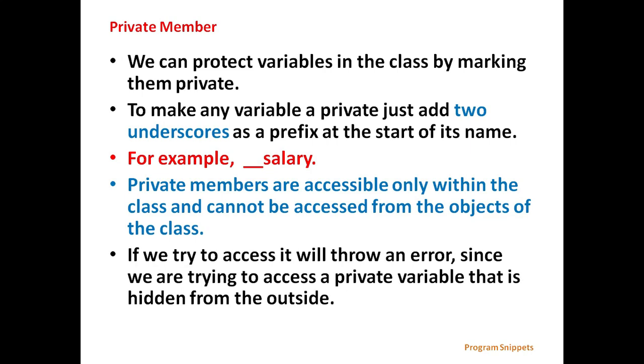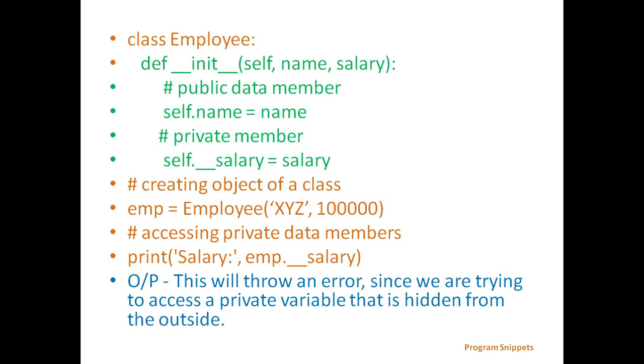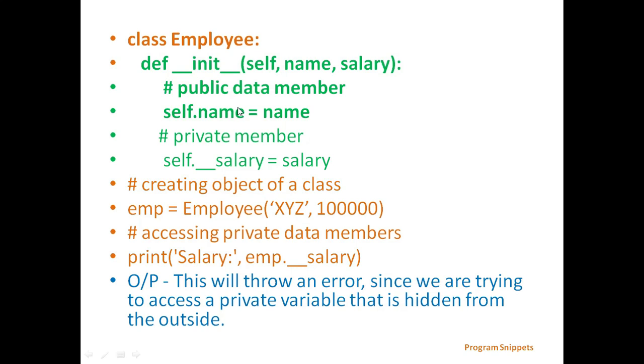If we try to access it, it will throw an error since we are trying to access a private variable that is hidden from the outside. Here we will see an example. Here class Employee is defined with a constructor of 2 parameters. Here the name data member is declared as public, so we have defined it as self.name equal to name, and we will declare salary as private, so self.__salary equal to salary.